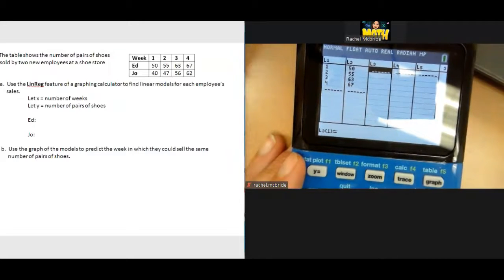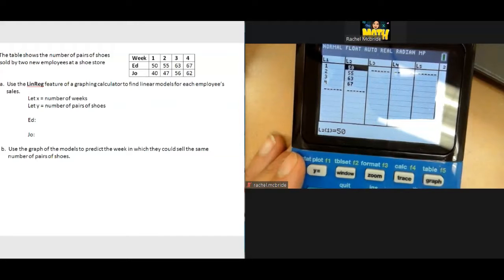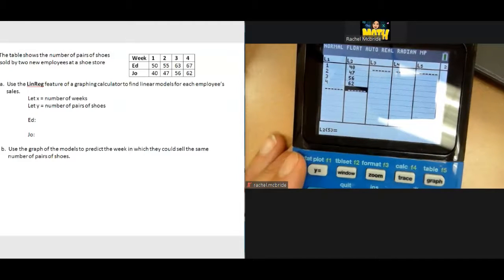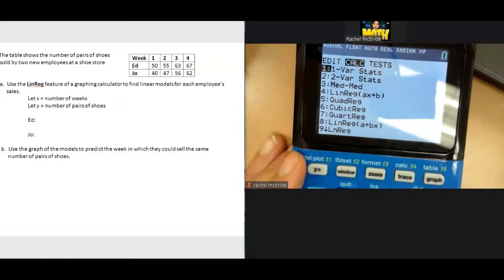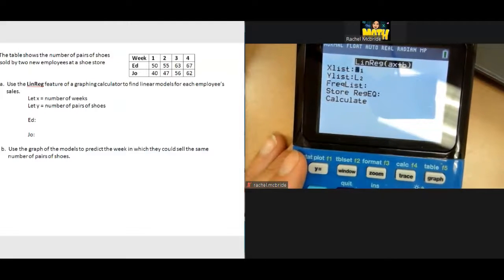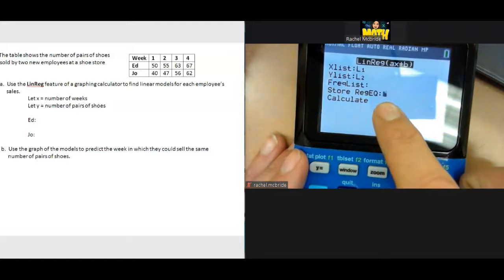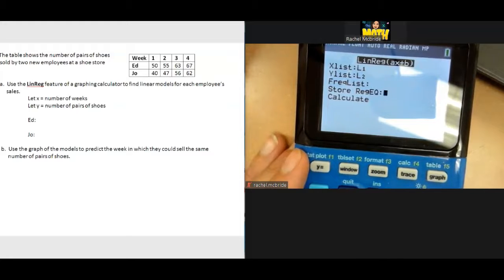Enter your data in L1 and L2. This time in L2, I'm going to put Joe. So 40, 47, 56, 62. We good? Okay. Hit stat, just like we did before. Go to calculate. Go to option 4. None of that is new. The only thing I'm teaching new is now in the store reg EQ, which means to store the regression equation. That's what it means.